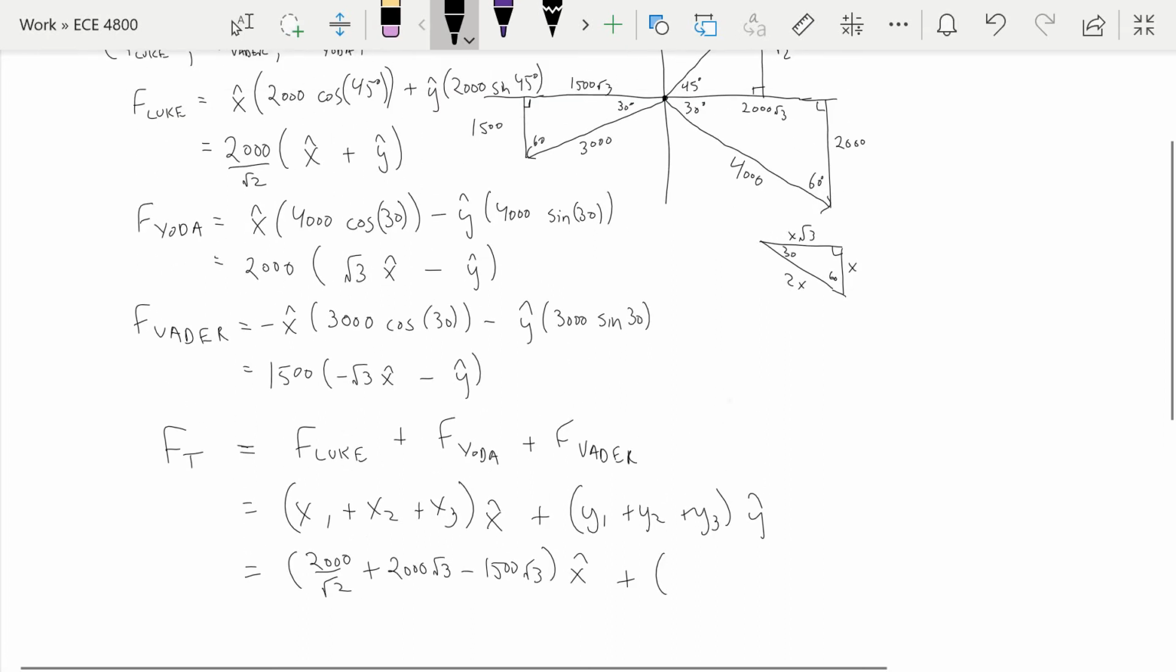Then we look at our y components here. 2,000 over square root of 2 plus 2,000 times square root of 3. I'm sorry, I made a mistake there. Minus 2,000. So this is the component of Yoda, 2,000 times negative y hat here. And then for Vader, we have 1,500 times minus y.